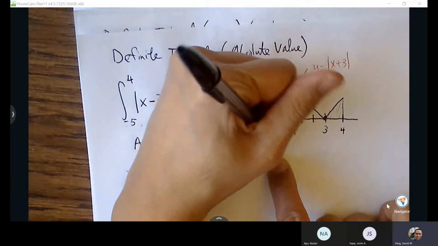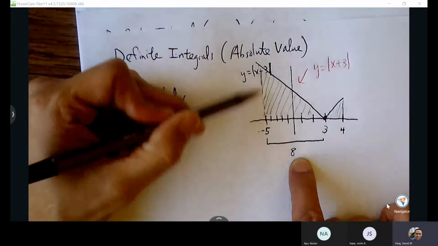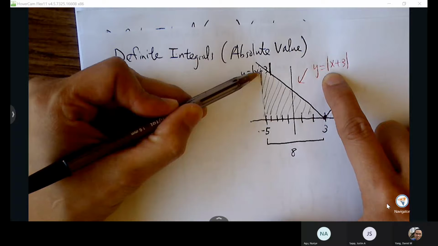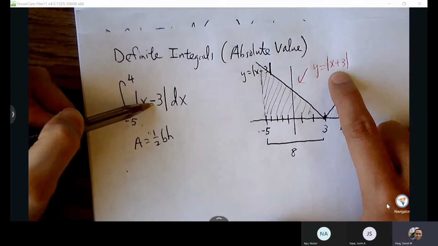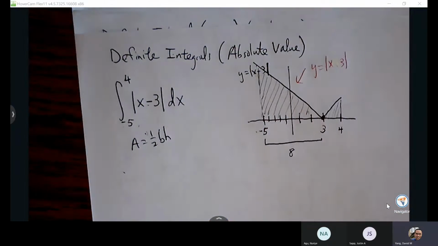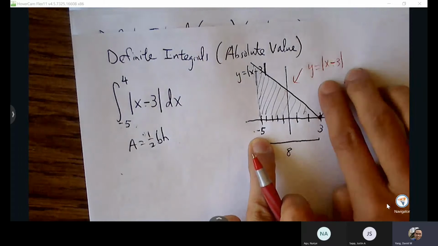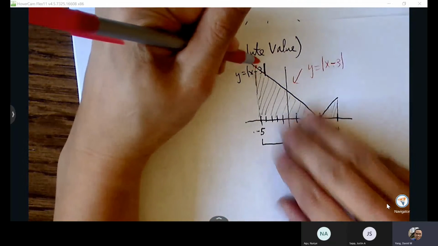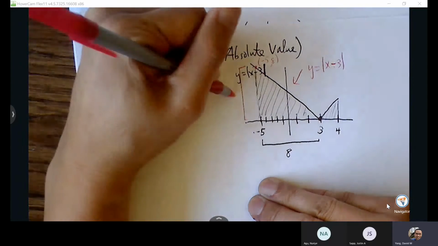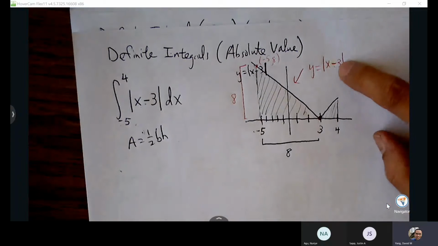Calculate the width. That's 8. If I plug -5 into the absolute value function, -5, I'm sorry, no, I changed it here. It should be -2. -5 minus 3 is -8. Absolute value of -8 is +8. So we know this ordered pair is (-5, 8), which also tells us that the height of our large triangle is 8.